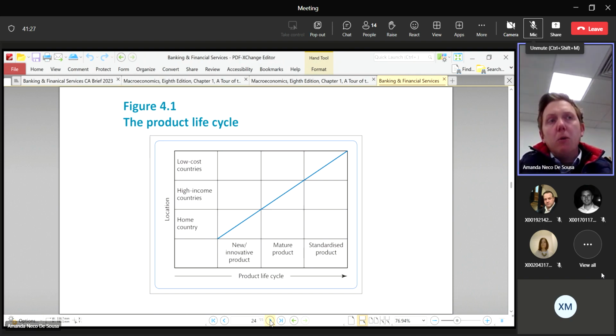Once the product becomes commoditized like that, there's a downward pressure on price, and in order to make a profit from it, it has to be produced in a low cost country. But that kind of covers the main points there on the product life cycle.